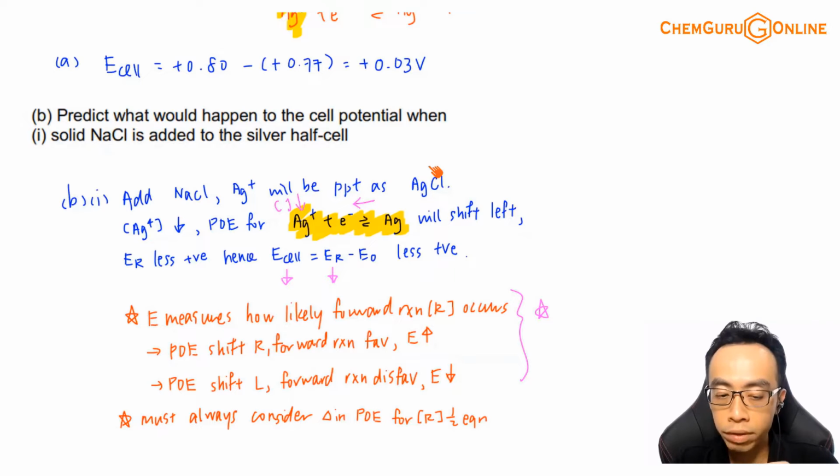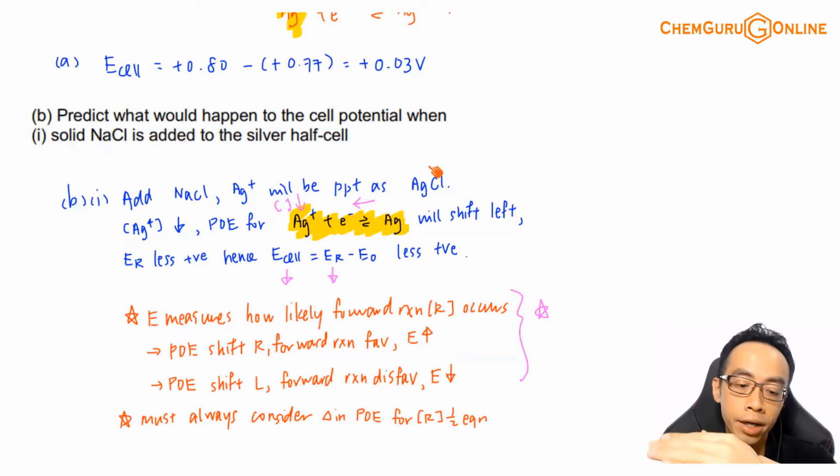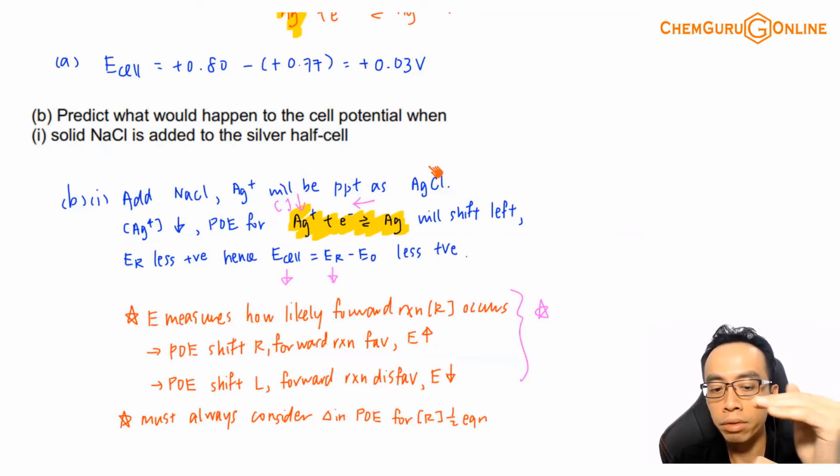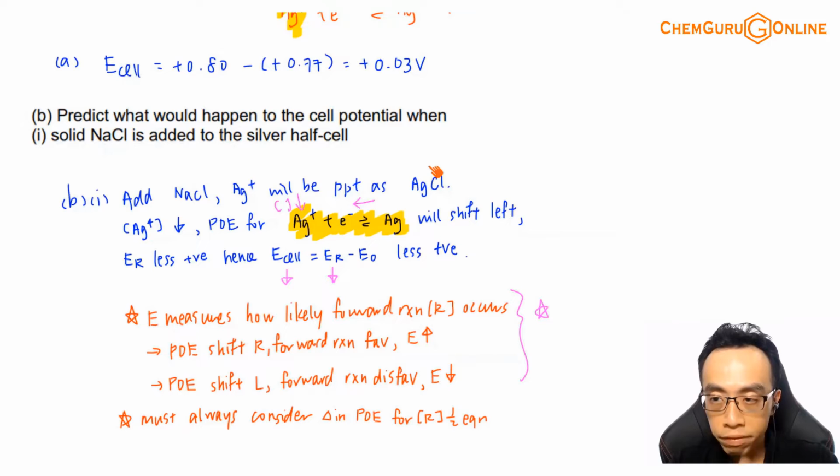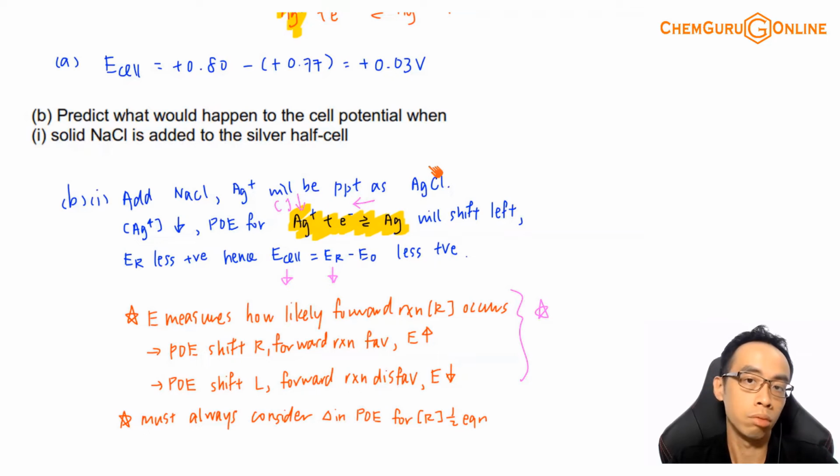Conversely, if the position of equilibrium shifts towards the left-hand side, that means it favors the reverse reaction. Remember, I cannot favor both reactions. If you favor the reverse reaction, you will disfavor the forward reaction. I favor reverse, then I don't like the forward reaction. If I don't like the forward reaction, the E value will drop because now the system likes the reverse reaction. It doesn't like the forward reaction anymore. The E value is expected to go down.